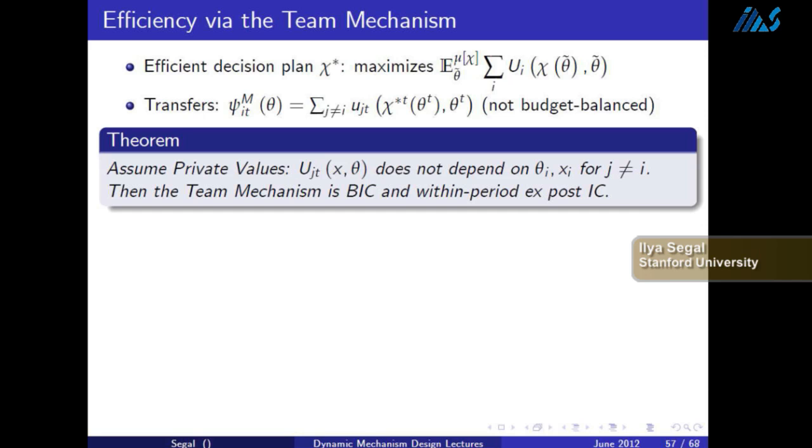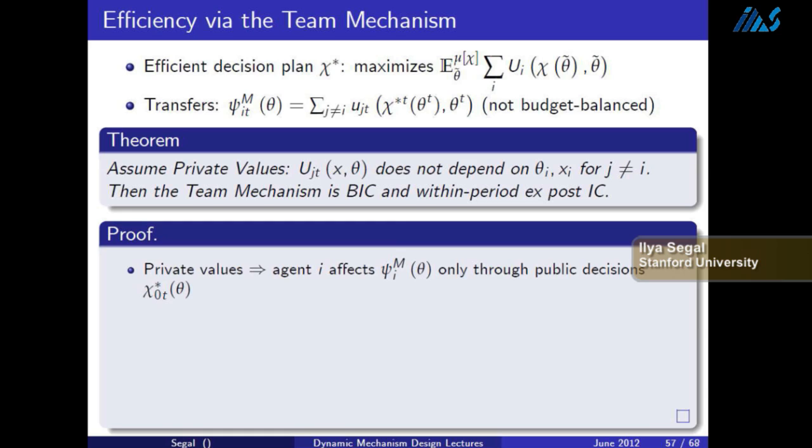Here you assume private values. What private values means in this dynamic setting is that each agent's utility does not depend on the private information of the other agents, meaning it does not depend on the private types of the other agents or on the private actions of the other agents. Under the assumption of private values, the team mechanism is Bayesian incentive compatible, and a little bit stronger, it is within-period ex post incentive compatible. Okay, and so the proof is straightforward.